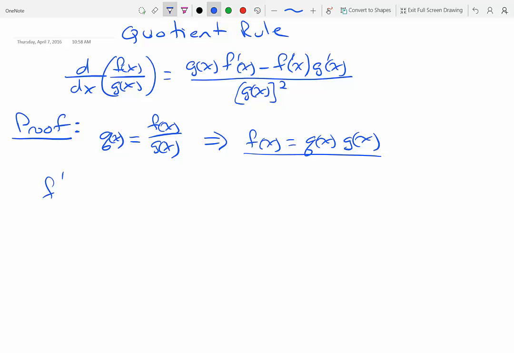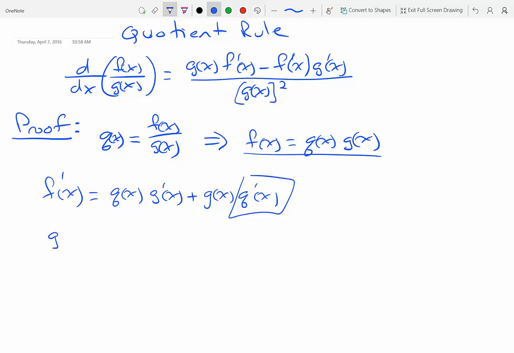Okay, so f prime is going to be the first times the derivative of the second plus the second times the derivative of the first. So that's going to be g of x times q prime of x. Now remember, what I'm after is this. I want to know what q prime of x is. So I'm just going to do some algebra right now and solve for q prime of x.